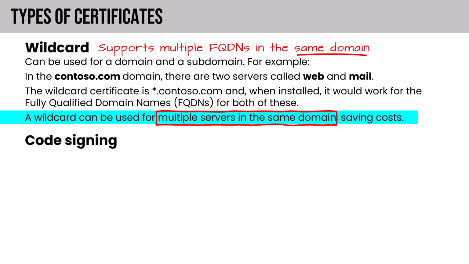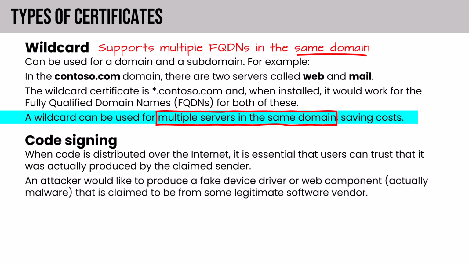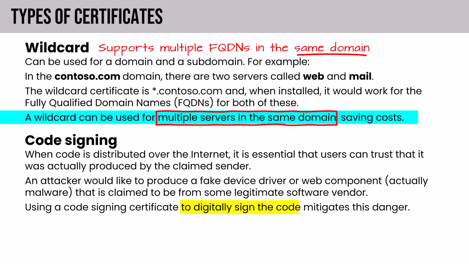Next, we have a code signing certificate. So when code is distributed over the internet, it's essential that users can trust that it was actually produced by the claimed sender. For example, an attacker would like to produce a fake device driver or web component that's actually malware that is claimed to be from some legitimate software vendor. Using a code signing certificate to digitally sign the code mitigates this danger of malware, because that bad actor won't have access to the PKI organization to produce such a code signing certificate for that software vendor's domain. A code signing certificate provides proof of content integrity.